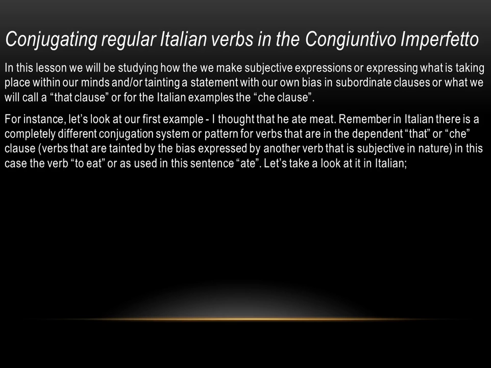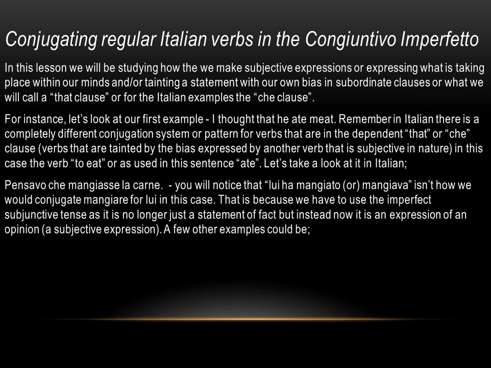In this case, the verb to eat, or as used in the sentence, ate. Let's take a look at this in Italian. Pensavo che mangiassi la carne. You'll notice that lui ha mangiato, or mangiava, isn't how we would conjugate mangiare for lui in this case. That is because we have to use the imperfect subjunctive tense, and it is no longer just a statement of fact, but instead now is an expression of an opinion, a subjective expression.